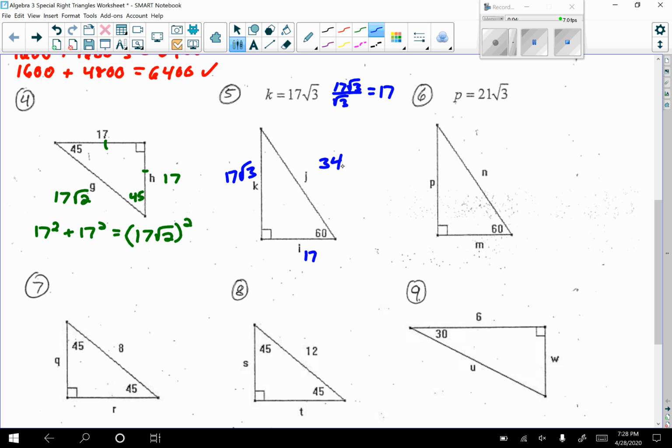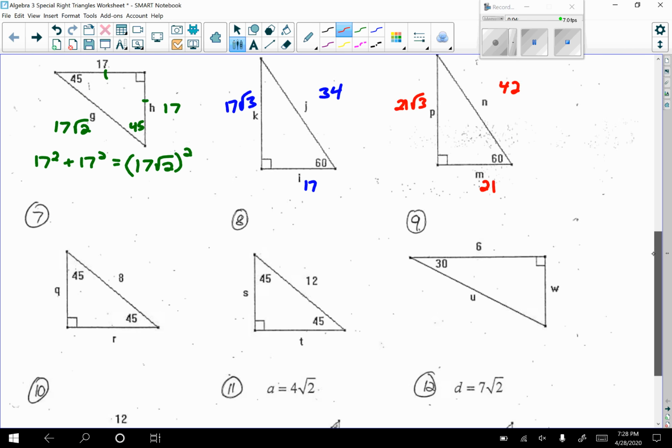So J is 34. Likewise for number 6, P is 21 radical 3, so the short leg is just going to be the 21, and then we double that to get 42 for the hypotenuse.